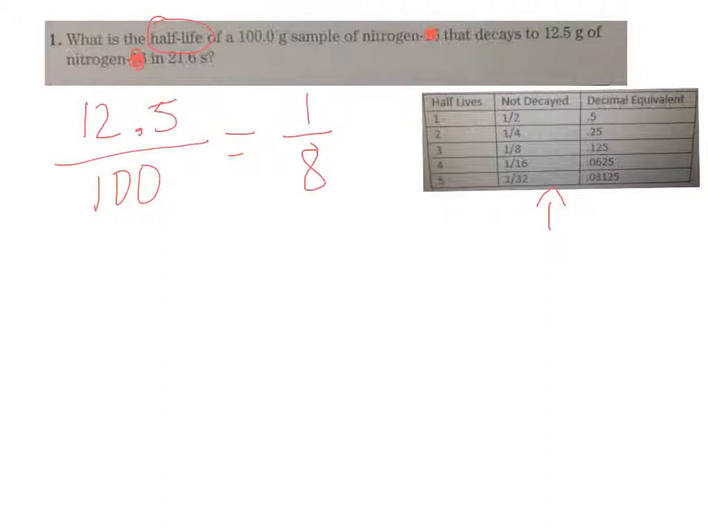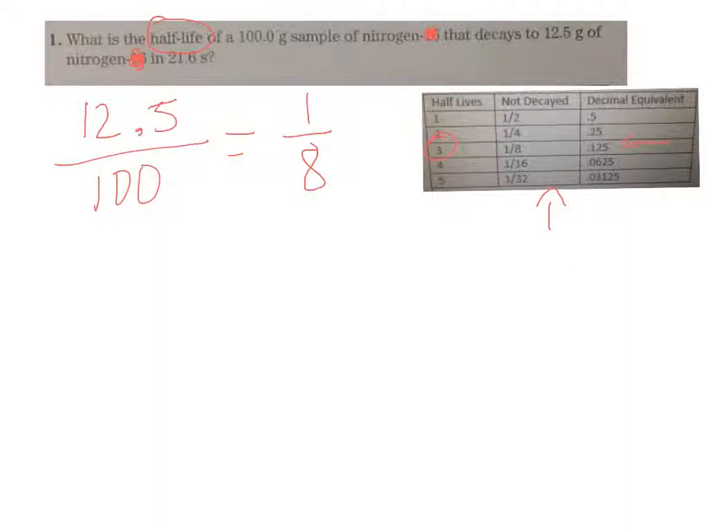Our goal here is to find out what portion had not decayed. So you're going to create a fraction, 12.5 over 100, and you're going to see what fraction that is equivalent to. I've included in this table the decimal equivalent so that if you're using a calculator, it's going to be pretty easy to see. This is 1/8 of the original sample. Now since 1/8 has not decayed, we know right here that 3 half-lives have occurred.